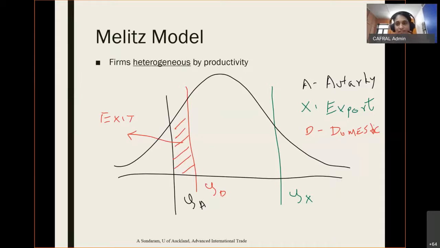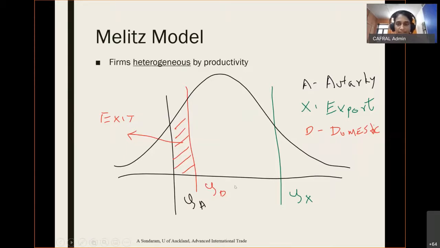This is just a one-shot thing. We will get to that, but we're only thinking of this as you open up to trade, and then φ_D shifts, and you have exit. That's it. Now, in reality, what you say may be true. As more and more markets open up, it might be a dynamic process. But the model is simple.